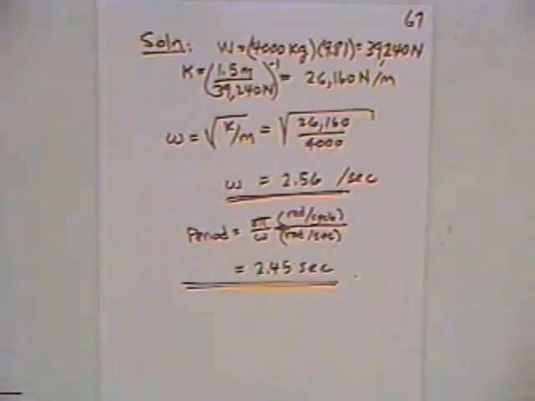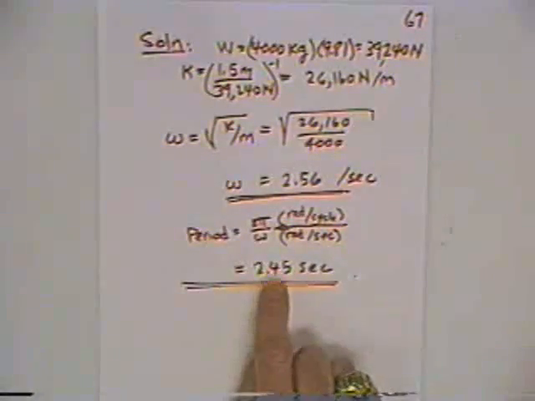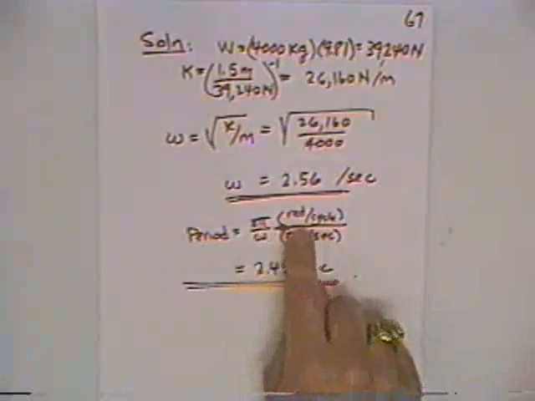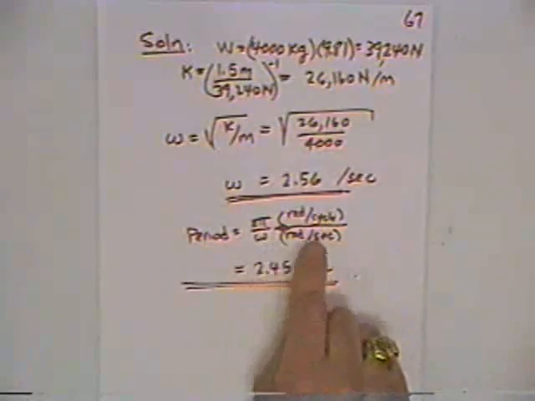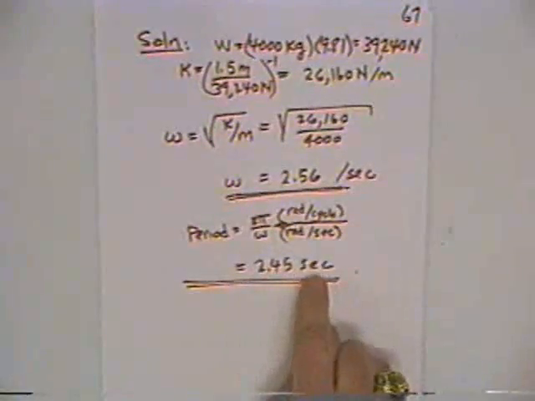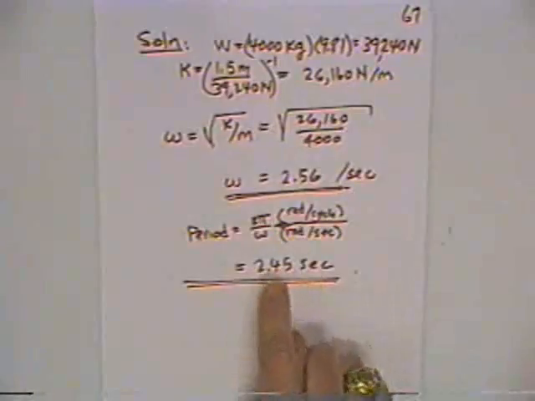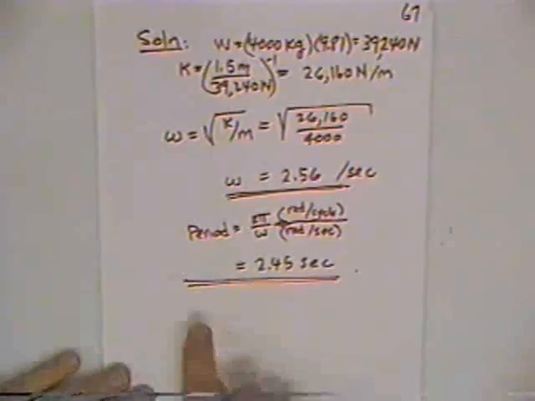And that may not mean much to you, but if you want to compute the period, for example, of one cycle, you'd say 2 pi over omega, 2 pi radians per cycle, right, divided by omega in radians per second, so we're going to have seconds per cycle. That's the period. 2 pi over omega is 2.45, so about 2.5 seconds in a cycle.